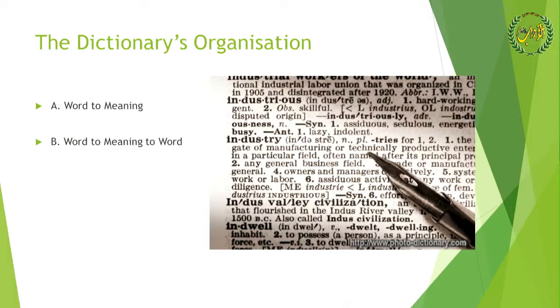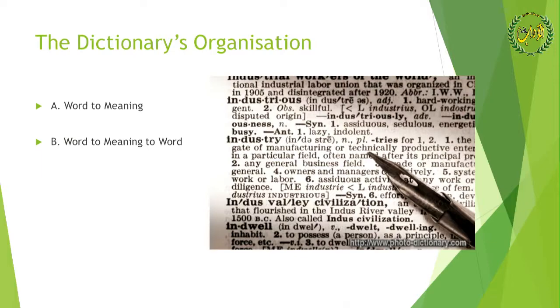Information is either organized so that it would be word to meaning or word to meaning to word. Word to meaning is the most common one, in which we have a word and its meaning, and that's it. A meaning, of course, could be another word, a sentence, or a paragraph. But the second type, B, is word to meaning to word, in which we have the word, the meaning, in addition to other words.